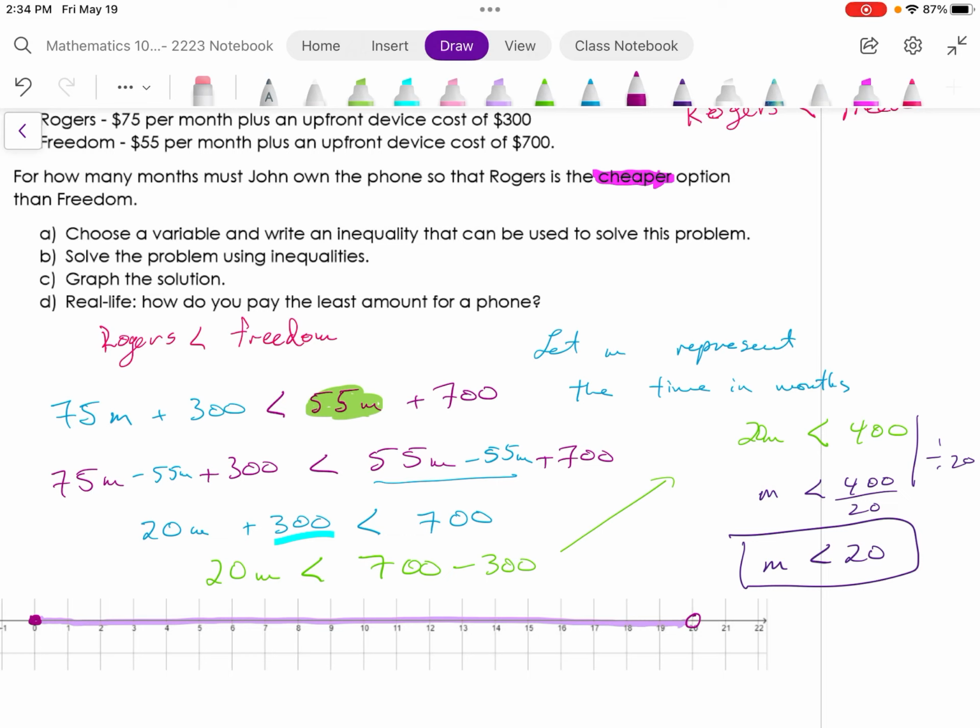So that's what it meant by graphing the solution. You may want to call this the M-axis, or the months axis. And that's how we do it. Now, in real life, how do you pay the least amount for a phone? That's a fabulous question. I don't know. It's very mathematical, and you have to take on risk and perhaps try to get a free phone from somebody.